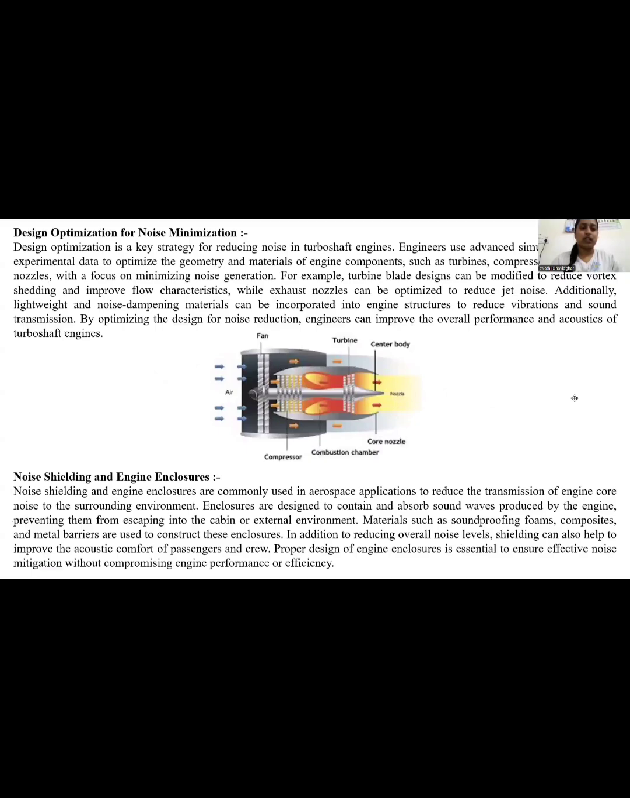Design optimization is a key strategy for reducing noise in turboshaft engines. Engineers can use advanced simulation tools and experimental data to optimize the geometry and material of engine components such as the turbines, compressor, and exhaust nozzle, with a focus on minimizing noise generation. For example, turbine blade designs can be modified to reduce vortex shedding and improve flow characteristics, while the exhaust nozzle can be optimized to reduce jet noise.